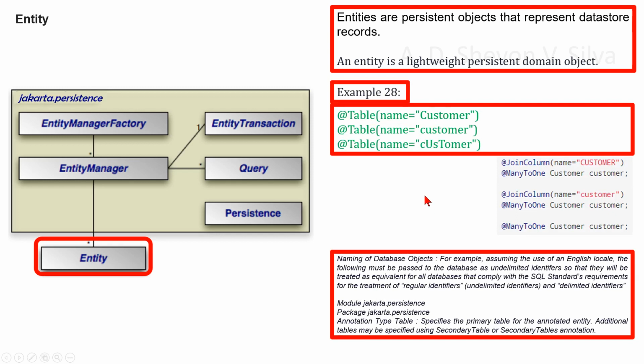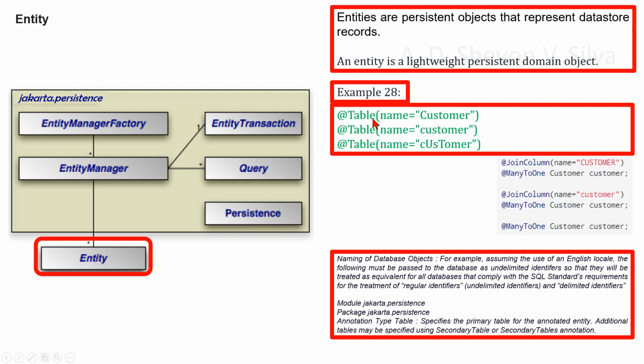Now we are considering naming of database objects. For example, assuming the use of English locale, the following must be passed to the database as undelimited identifiers, so that they will be treated as equivalent for all databases that comply with the SQL standard requirement for the treatment of regular identifiers, undelimited identifiers, and delimited identifiers. The annotation type Table in package jakarta.persistence specifies the primary table for the annotated entity. Additional tables may be specified using SecondaryTable or SecondaryTables annotations.